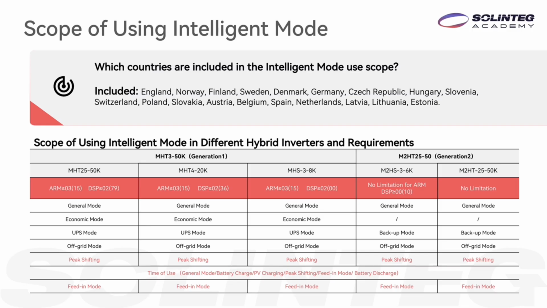Before using the intelligent mode, we need to see if our country and our devices can meet the requirements. The user's country must be included in the country list here. We have now included dynamic pricing from England, Norway, Finland, Sweden, Denmark, Germany, and other European countries. After checking the country list, we need to check if our device is on the list, and make sure the firmware version of these devices meets the requirement here. After these two things are checked, we can join in dynamic pricing.